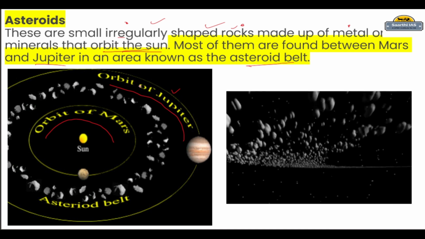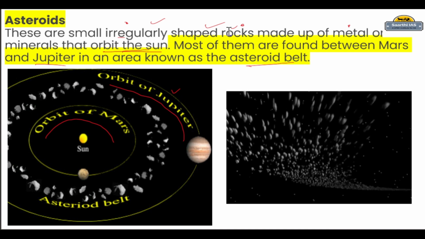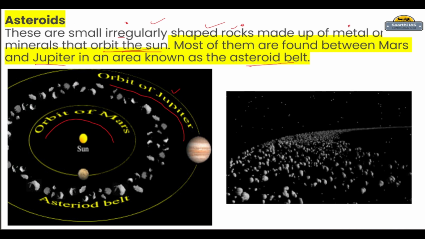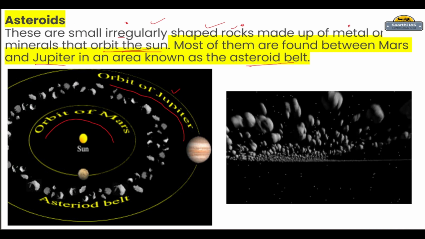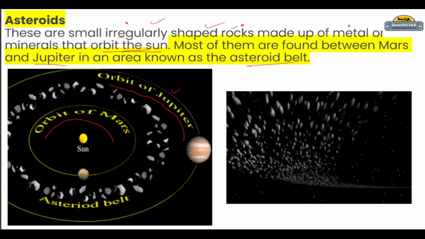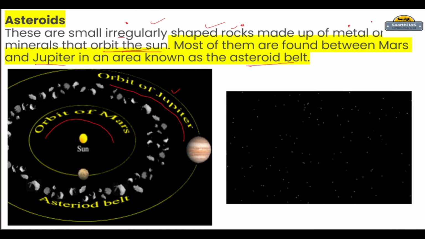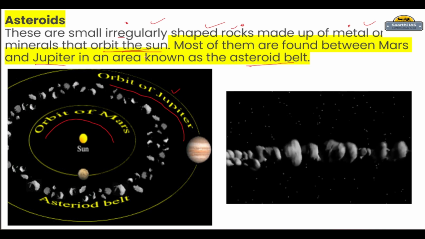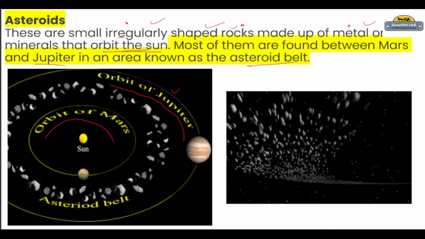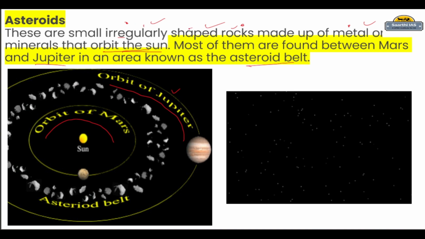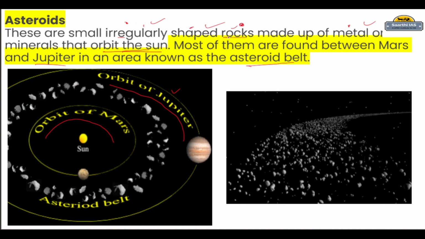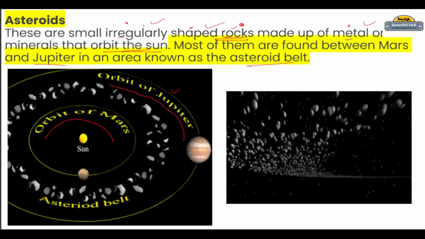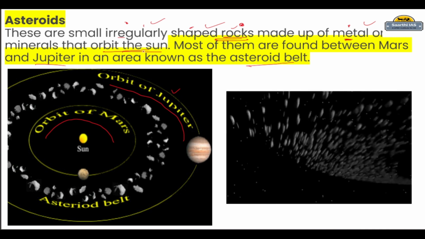Asteroids. The first definition is asteroids. Asteroids are basically irregularly shaped rocks, made up of metals or minerals, that orbit the sun. They are small, irregularly shaped rocks. So what we are focusing on here is that they are irregularly shaped rocks, made up of metals and minerals, that orbit the sun.